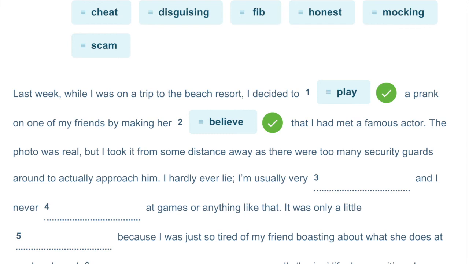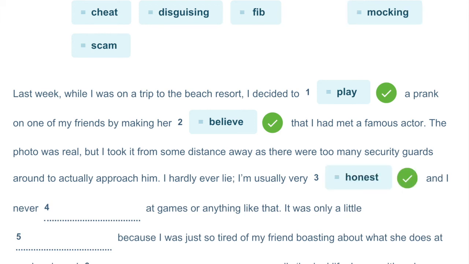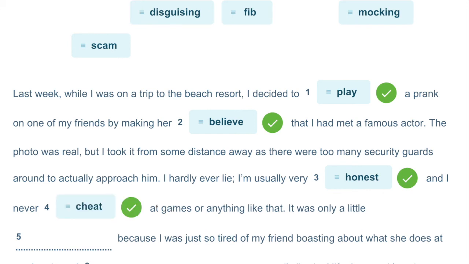The photo was real, but I took it from some distance away, as there were too many security guards around to actually approach him. I hardly ever lie. I'm usually honest, so if you don't lie, you're very honest. And I never cheat at games or anything like that. Cheat, that's right.